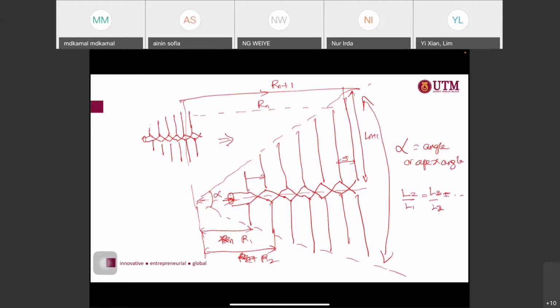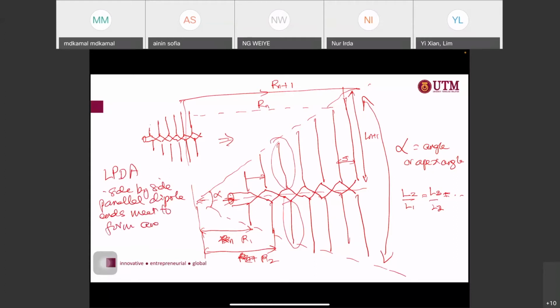So what we can see here, LP, is the log periodic dipole antenna. So we have it in terms of side by side, here and here, like this. So there are side by side parallel dipoles, and then the ends meet to form the angle alpha. Now we want to find the value of this alpha.